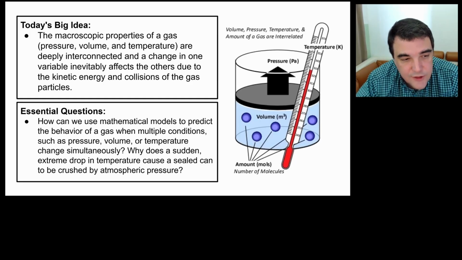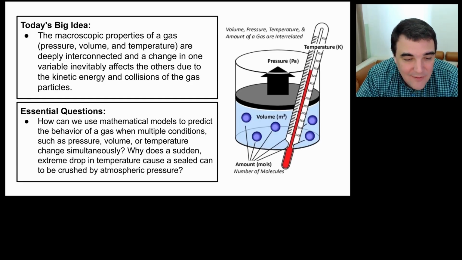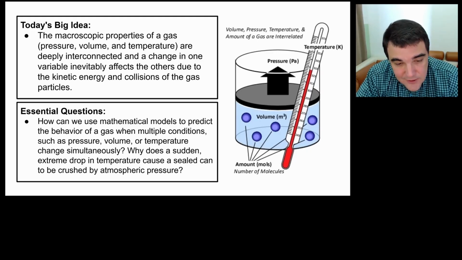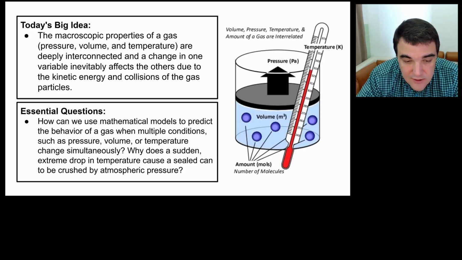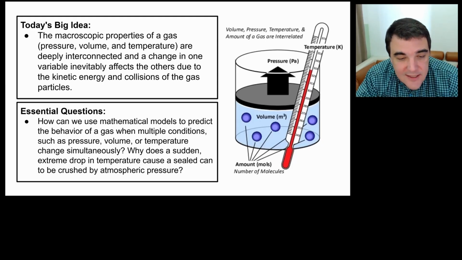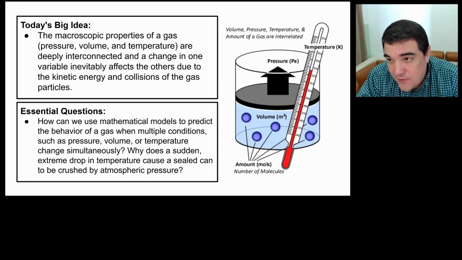And our essential questions for today: how can we use mathematical models to predict the behavior of a gas when multiple conditions, such as pressure, volume, or temperature, change simultaneously? Why does a sudden extreme drop in temperature cause a sealed can to be crushed by atmospheric pressure?